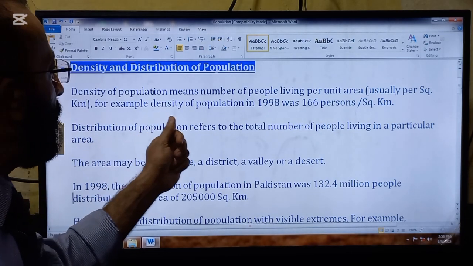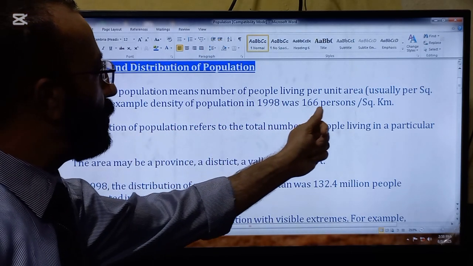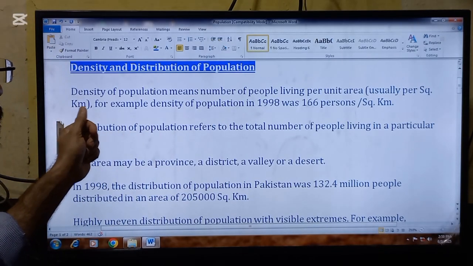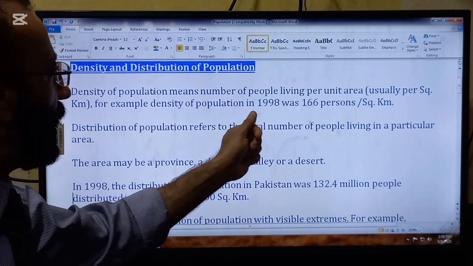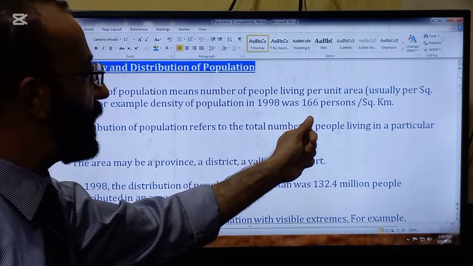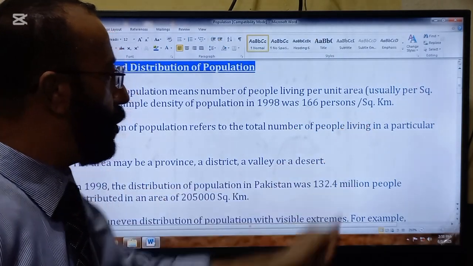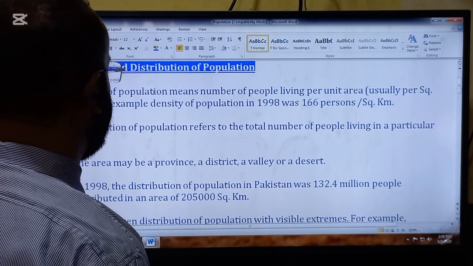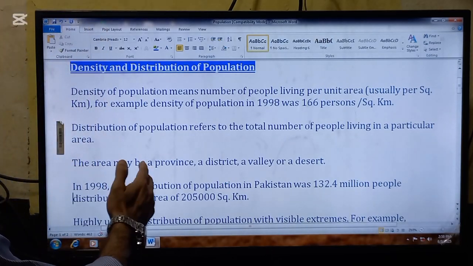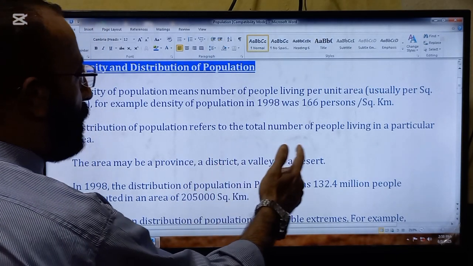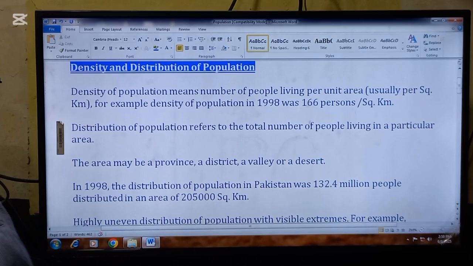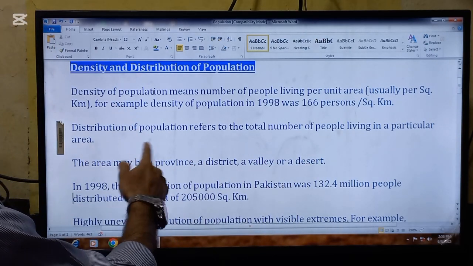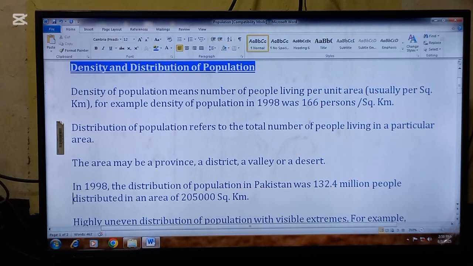Density of the population means the number of people living per unit area, usually per square kilometer. For example, the density of the population in 1998 was 166 per square kilometer. So this is the definition of density. Distribution of the people refers to the total number of people living in a particular area. This is the definition of the distribution of the population.